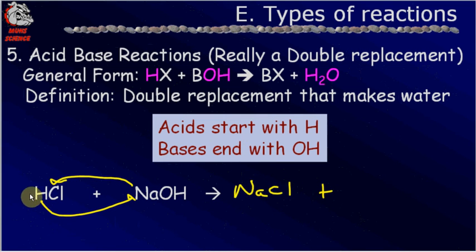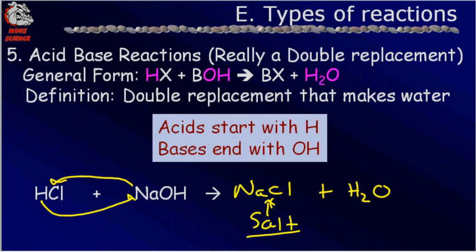And my hydrogens are going to bond to the OH groups, and so you form hydrogen hydroxide, HOH, which is the same thing as H2O. There's my water. The other compound that's made besides water in these is what's chemically known as a salt. And there are many types of salts, not just the table salt that you're all familiar with.